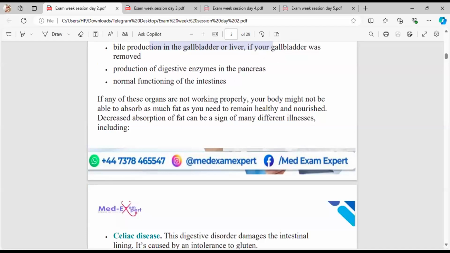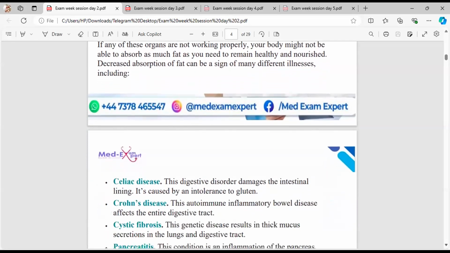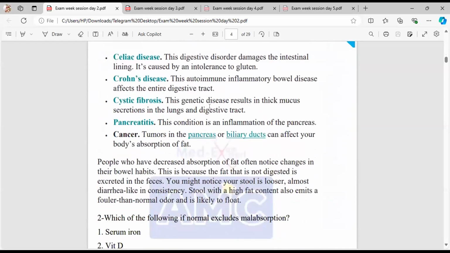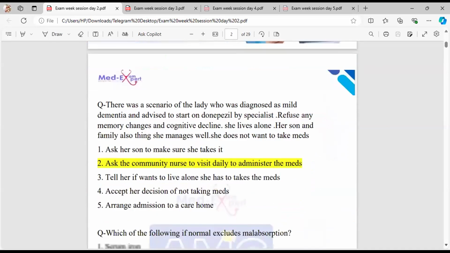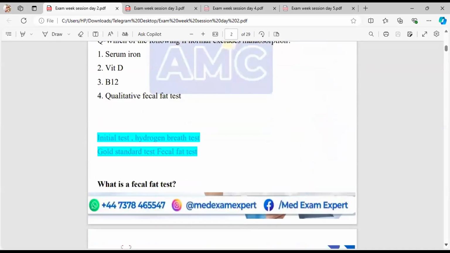Decreased absorption of fat can be a sign of many different illnesses, and these are the malabsorption conditions: celiac disease, the digestive disorder Crohn's disease, cystic fibrosis, and pancreatitis. So, in these types of diseases, our body cannot absorb fat, and then malabsorption can occur.